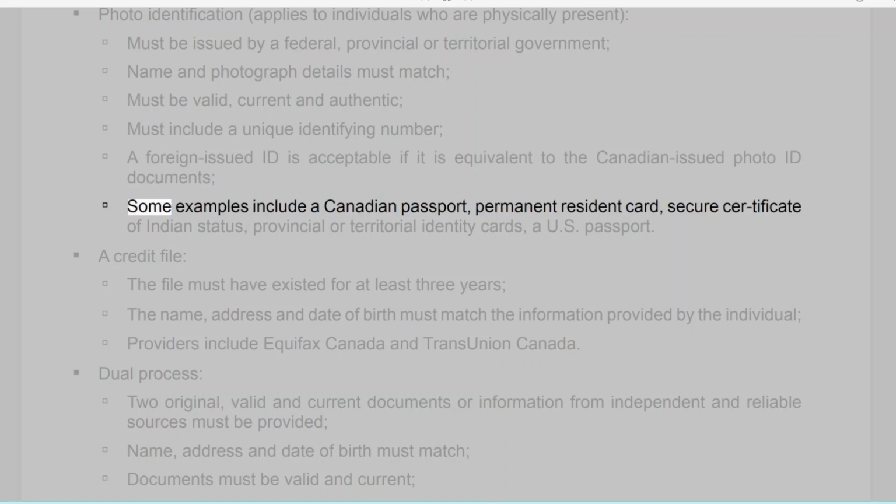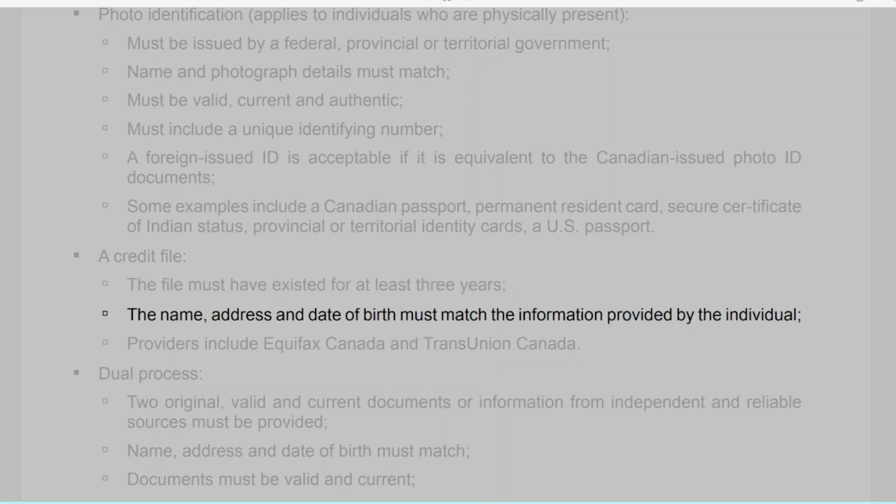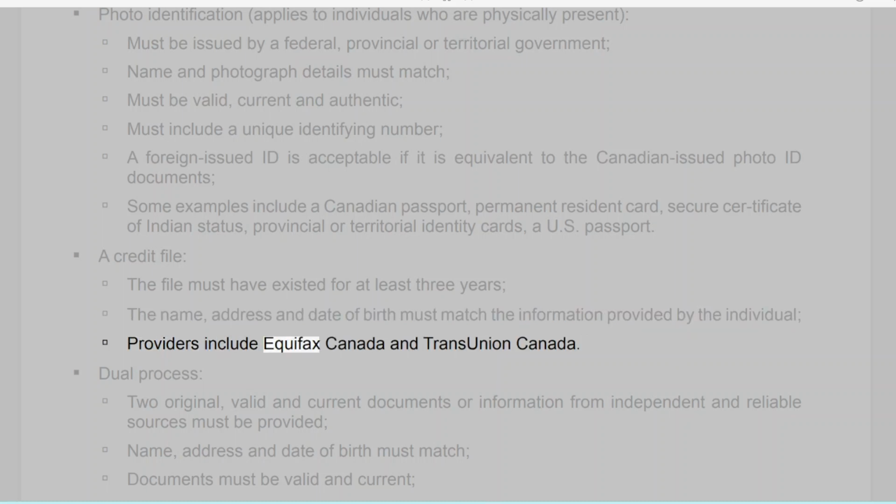Some examples include a Canadian passport, permanent resident card, secure certificate of Indian status, provincial or territorial identity cards, a U.S. passport. A credit file: the file must have existed for at least 3 years. The name, address, and date of birth must match the information provided by the individual. Providers include Equifax Canada and TransUnion Canada.